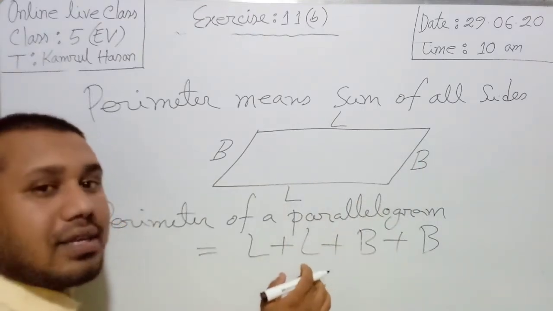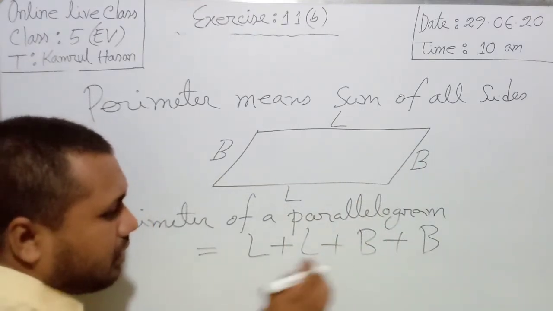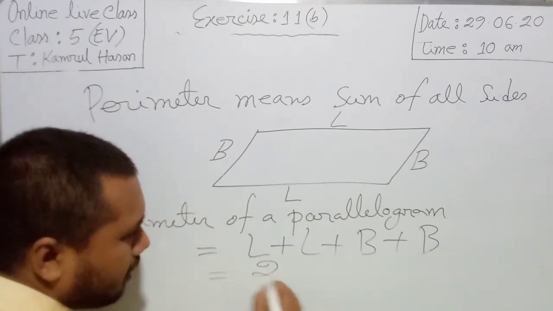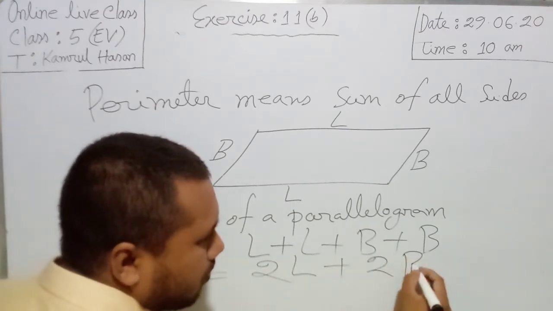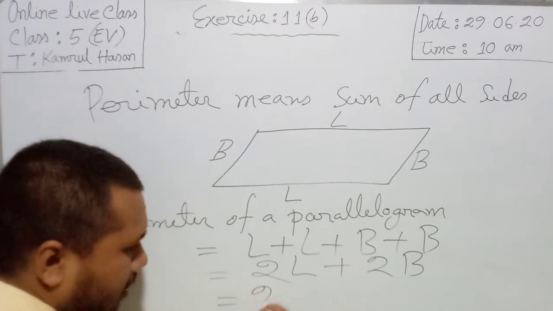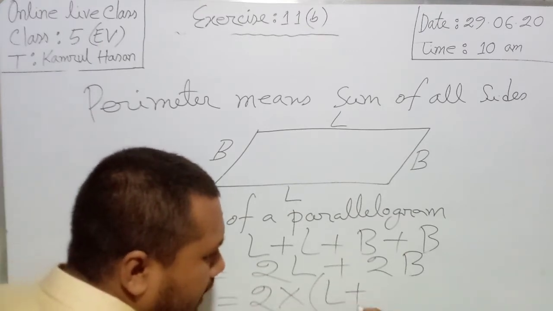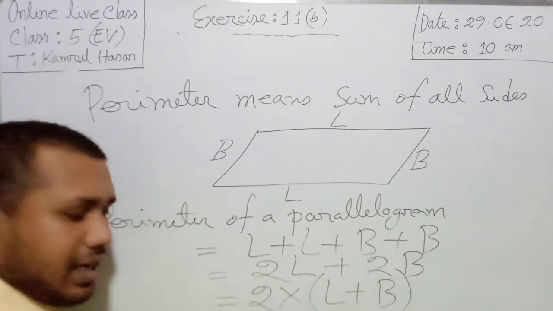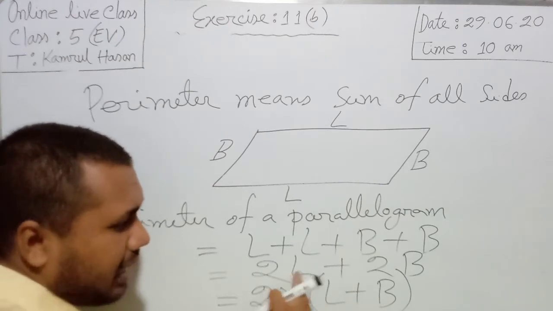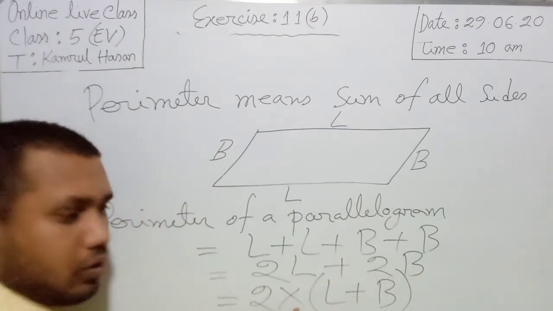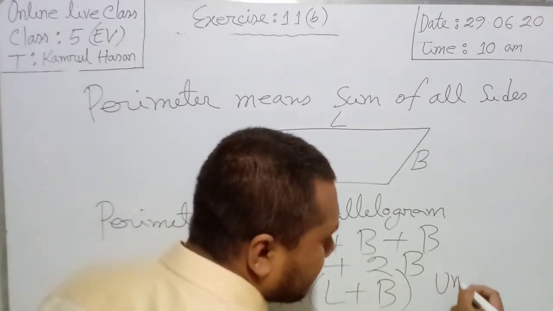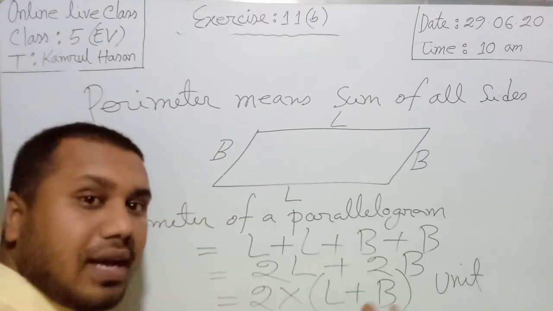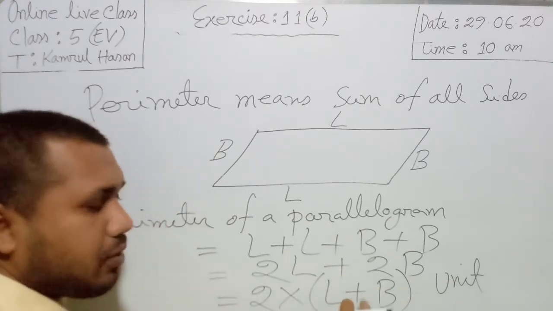So we can say, how many length? 2 length. How many breadth? 2 breadth. So it will be 2 length plus 2 breadth. If we take 2 as a common, then we can say 2 into length plus breadth. Here 2, also here 2, so we can write 2 outside the bracket. So 2 into length plus breadth, and we have to write unit. You have to write the details, length plus breadth, or width, same thing, breadth and width are the same.